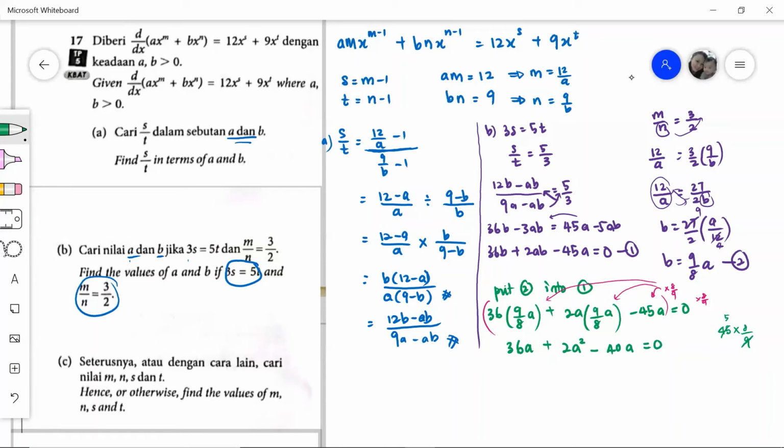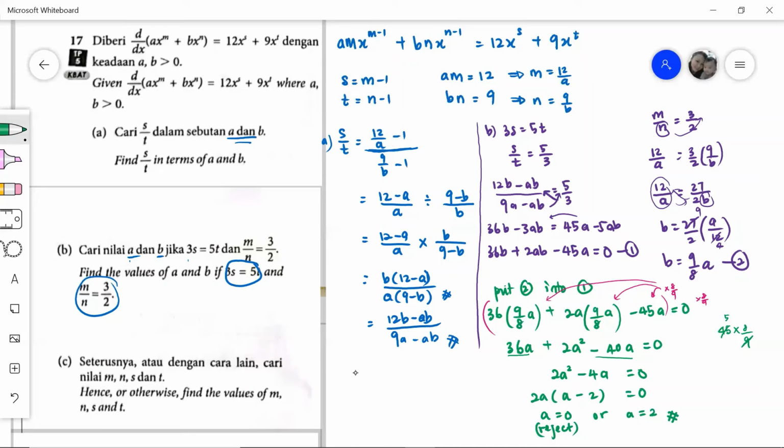Okay, and we can combine the 36a with the minus 40a. So we have 2a squared minus 4a equals to 0. Therefore, we can factorize the 2a, left with just a minus 2 equals to 0. So it's either a equals to 0 or a equals to 2. And from the question, it says a and b are positive numbers greater than 0. So we reject a equals to 0. We get a equals to 2 as our answer.